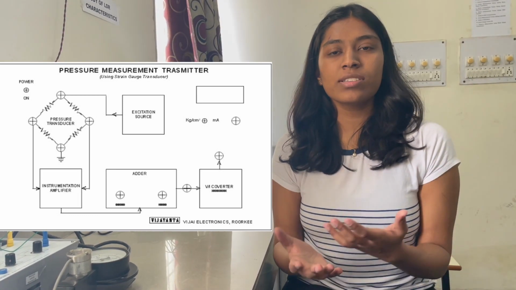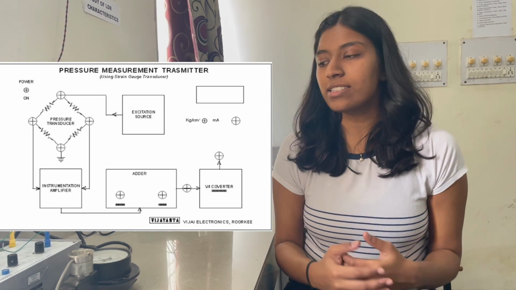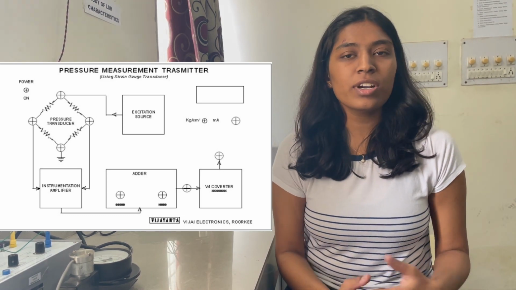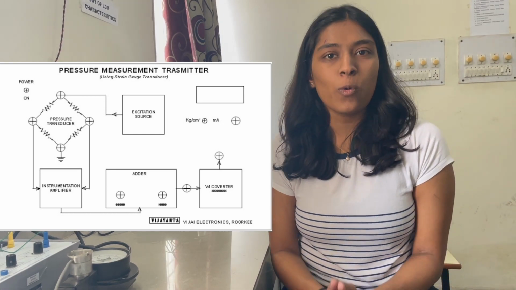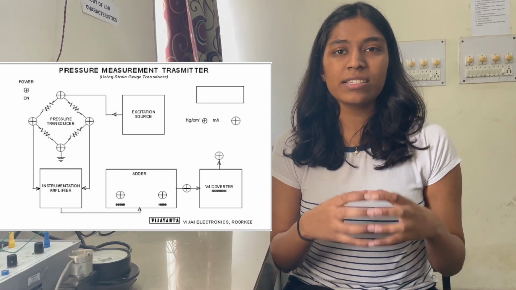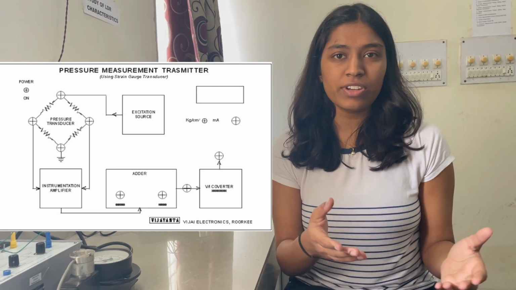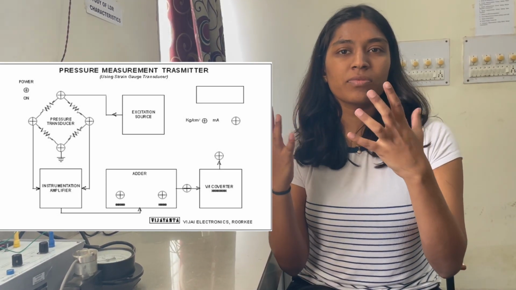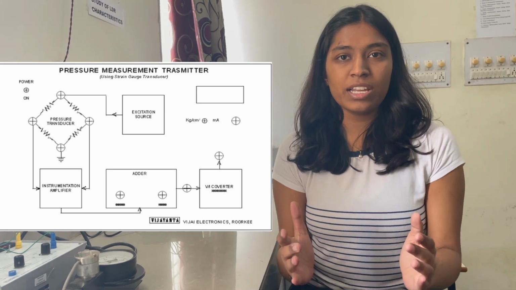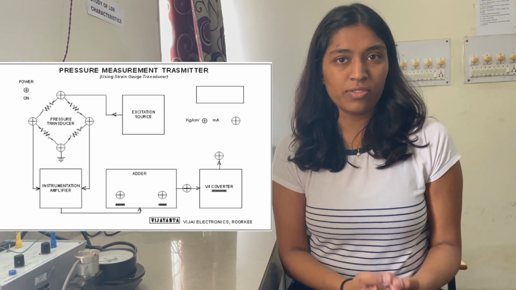Moving on to the signal conditioning unit, that is the instrumentation amplifier. Now, what is an instrumentation amplifier? That is just a differential amplifier like an op-amp. What it does is it takes the small signal produced by the Wheatstone bridge, amplifies the signal, and then gives a tangible electrical signal that we can note down.